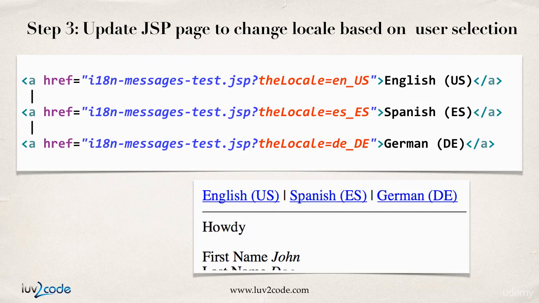So the coding for these links here, we just set up an href. So we have anchor href. We point to our JSP page, and then in red, we say the locale equals, and then we give that locale: en_US or ES for Spanish or DE for German. And that's basically it. That sets up the link. Now on the next slide, I'll show you how to kind of pull it all together, but this part of it just sets up the links at the top of our page.